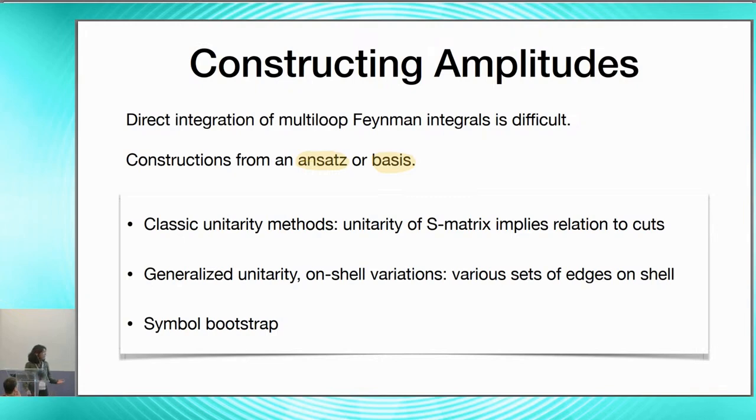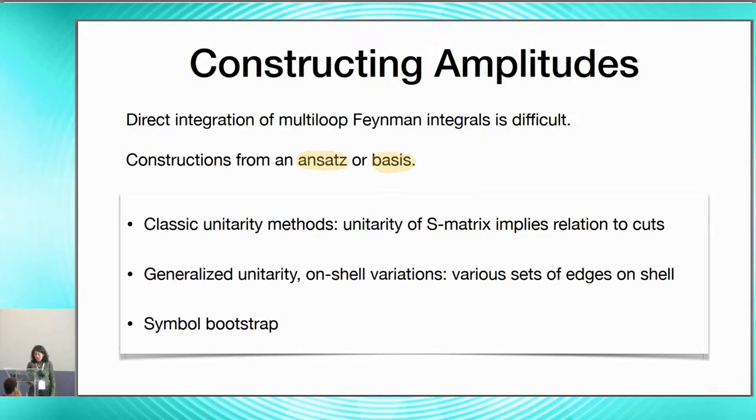So the idea of bypassing this has been popular and implemented at several levels over the decades, and the common element is to find what I'm calling a construction here from some kind of ansatz or basis. And it depends then on understanding how to construct such an ansatz or basis to pinpoint the amplitude, eventually the numbers for the cross-section that you're going to need if we're talking about particle scattering.